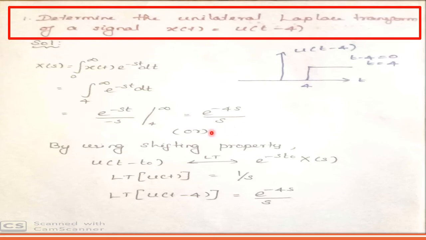Now by using the shifting property, that is the time shifting property, we are going to solve this problem. According to time shifting property, u of t minus t naught on Laplace transform gives e power minus s t naught into capital X of s. The Laplace transform of u of t, we have already seen, is 1 by s. So that is X of s. So u of t minus 4 is equal to e power minus 4s divided by s. Instead of t naught, we substitute this 4. So e power minus 4s divided by s. So this is the answer.